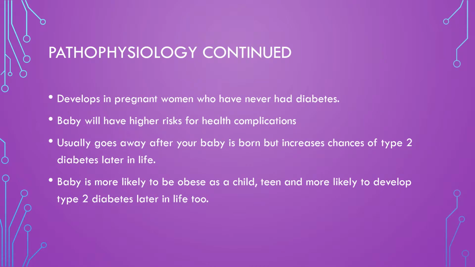Pathophysiology continued. It develops in pregnant women who have never had diabetes. The baby will have a higher risk for health complications. It usually goes away after your baby is born, but increases chances of type 2 diabetes later in life. A baby is more likely to be obese as a child and teen, and more likely to develop type 2 diabetes later in life too.